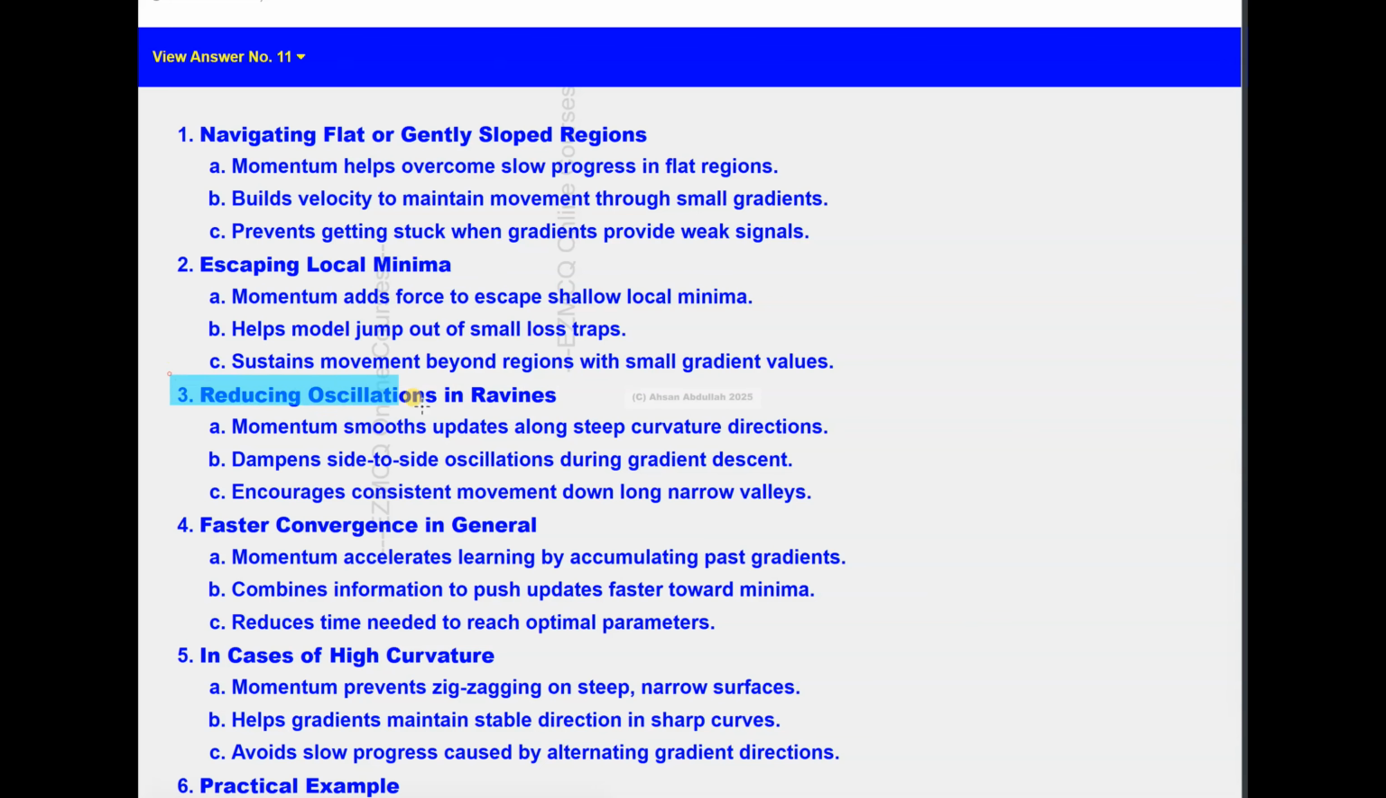Reducing oscillations in ravines. As I've shown you in the diagram, in narrow valleys the gradients fluctuate sharply across the dimensions. Momentum smooths the path by dampening the oscillations based upon the average values. So it removes the erratic side to side movement and guides the optimizer along the long axis of the ravine. What is the result? The result is more stable and directed learning, and of course faster convergence in general.